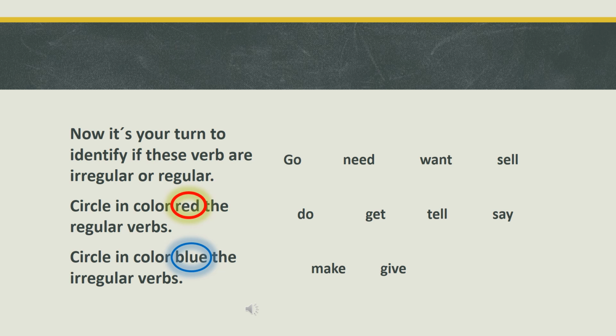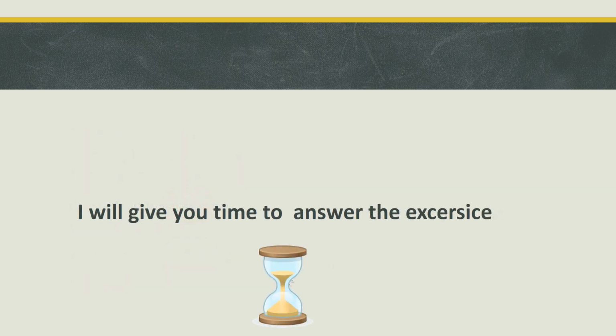Now, it's your turn to identify if these verbs are irregular or regular. Circle in color red the regular verbs. Circle in color blue the irregular verbs. The verbs are go, need, want, sell, do, get, tell, say, make, give. I will give you time to answer the exercise.